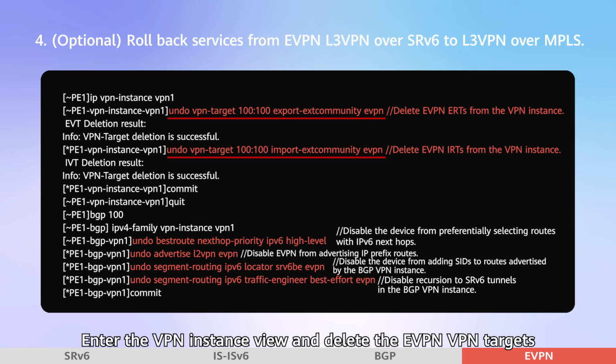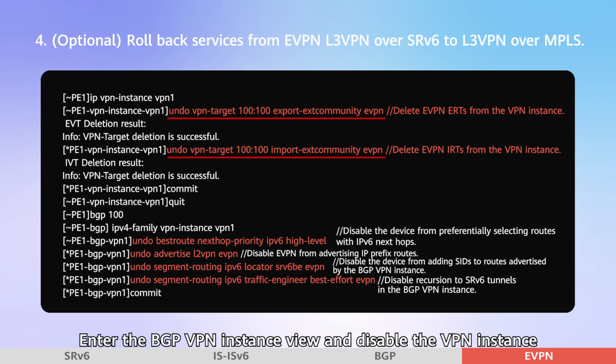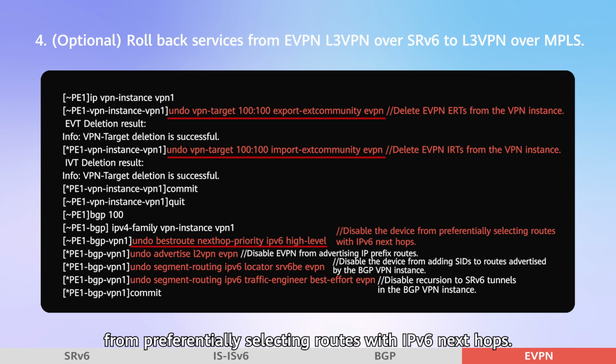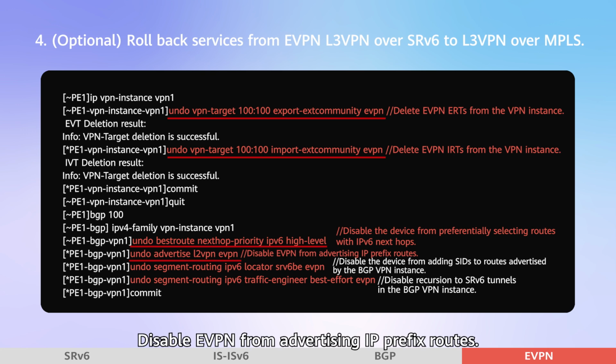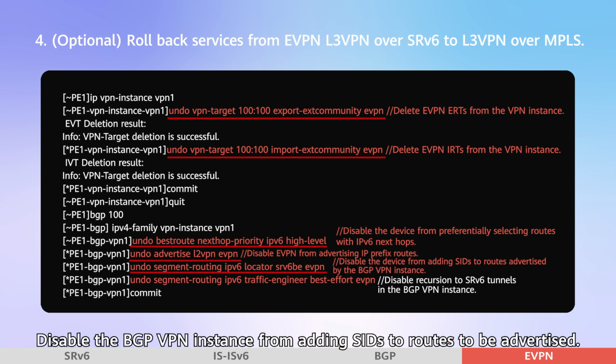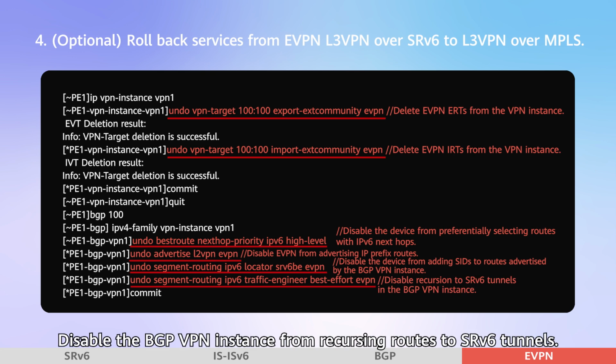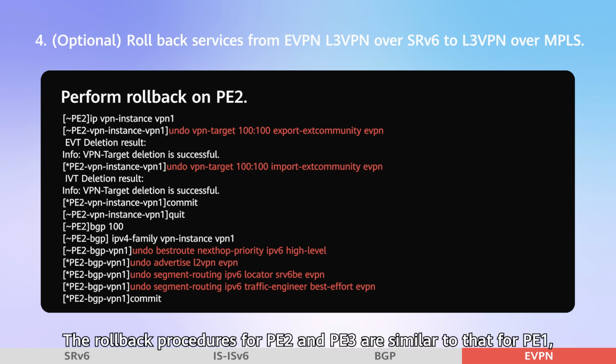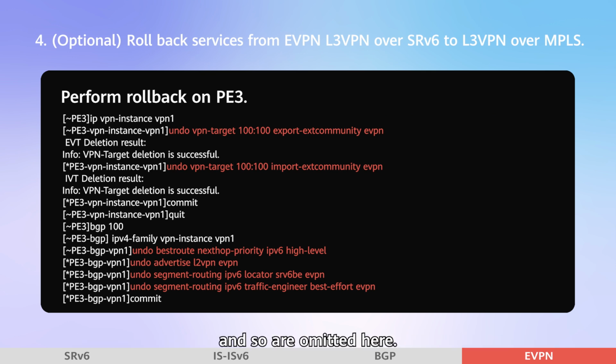Enter the VPN instance view and delete the EVPN VPN targets from the VPN instance. Enter the BGP VPN instance view and disable the VPN instance from preferentially selecting routes with IPv6 next hops. Disable EVPN from advertising IP prefix routes. Disable the BGP VPN instance from adding SIDs to routes to be advertised. Disable the BGP VPN instance from recursing routes to SRv6 tunnels. The rollback procedures for P2 and P3 are similar to that for P1, and so are omitted here.